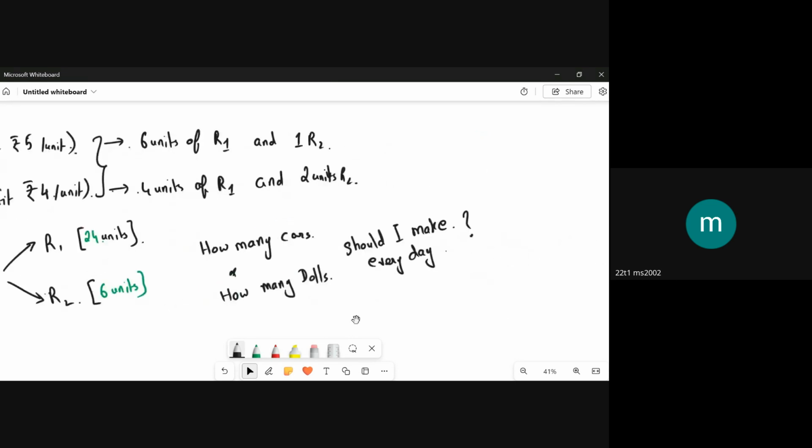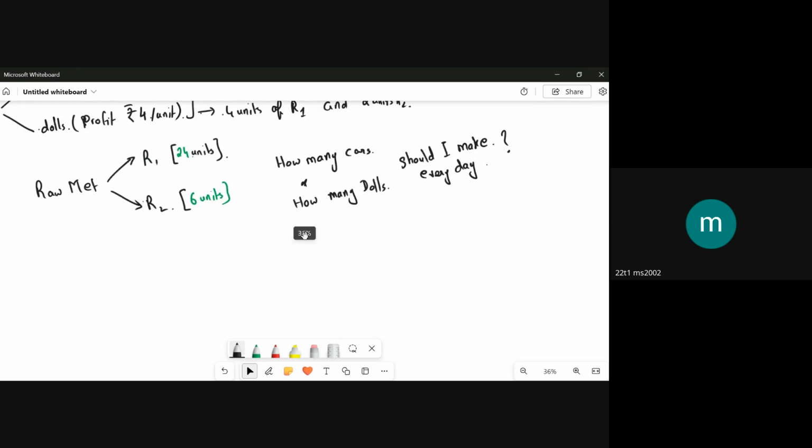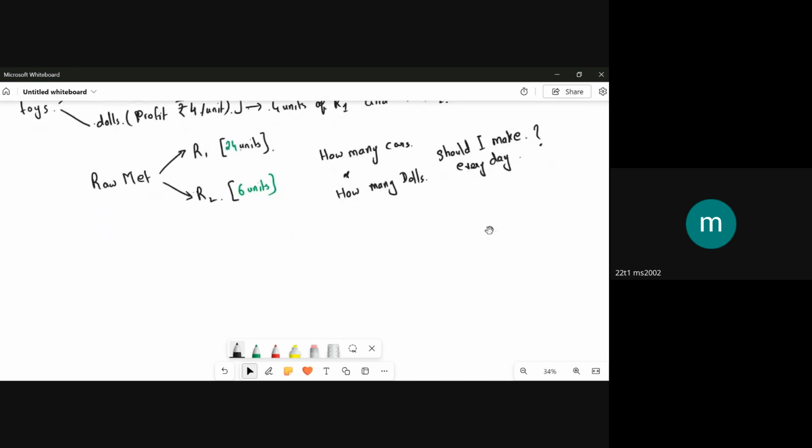We are going to solve this problem under the assumption that however many cars and dolls I make, I will be able to sell all of them. So the demand is always there. Given this problem, how do you solve it? How do you identify how many cars to produce and how many dolls to produce? What would be your objective?